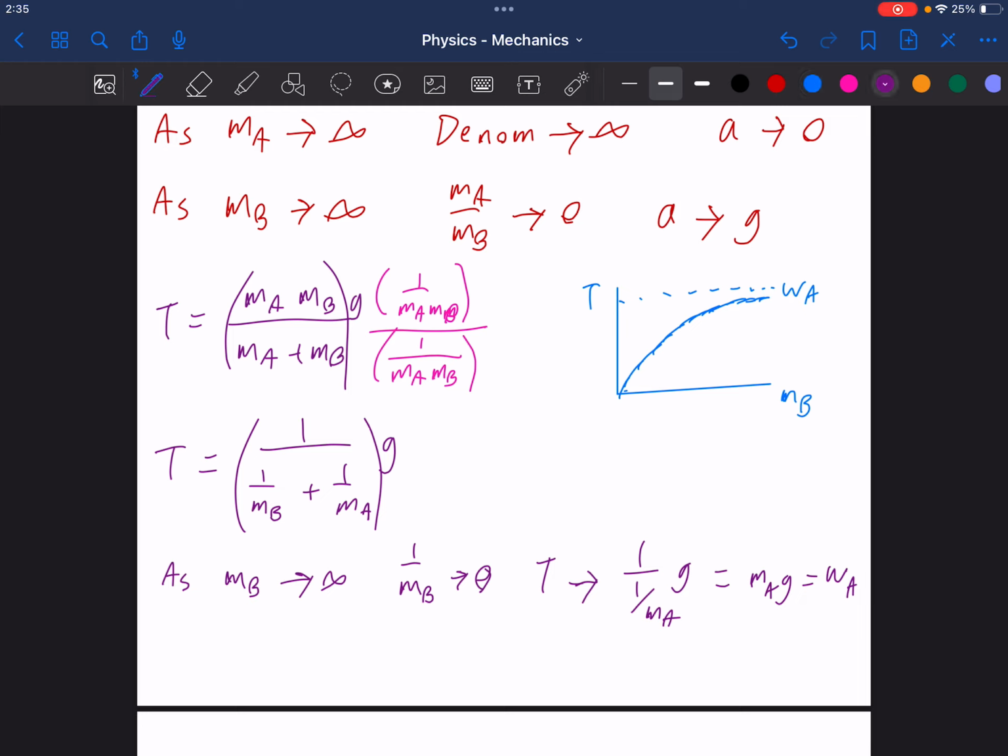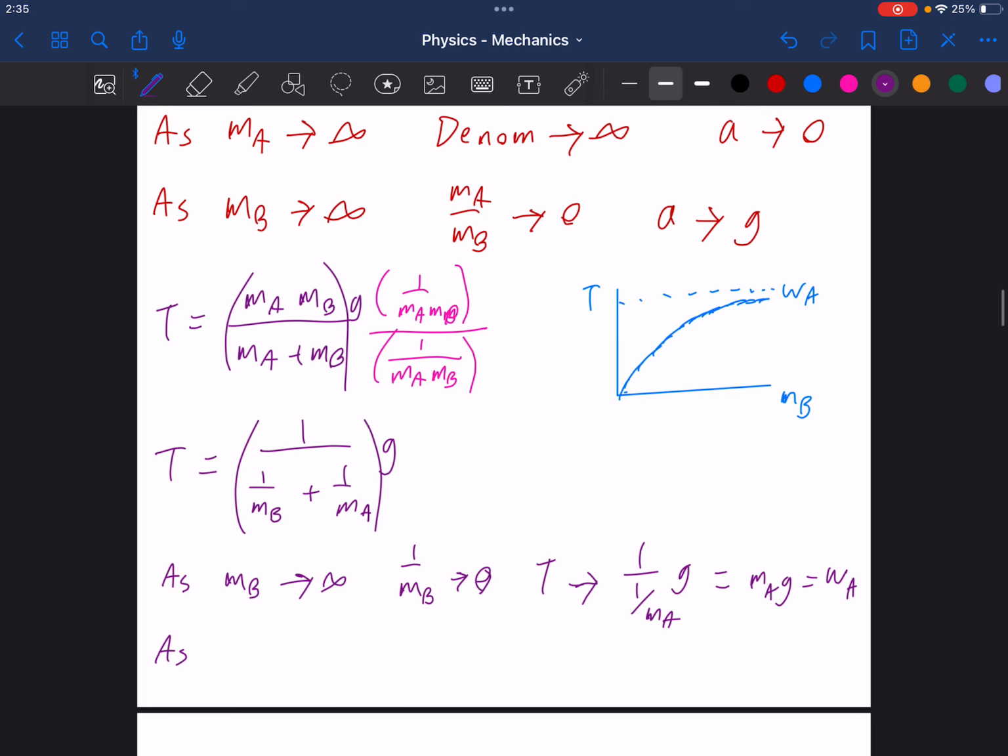And let's also check what happens as the mass of A goes to infinity, keeping the mass of B constant. As the mass of A goes to infinity, again, the same thing will happen. 1 over the mass of A will go to 0. Tension will go to the mass of B times G, or the weight of B. Okay, so if you have an extremely massive object on the table and just a hanging mass, well, the tension in that system is just going to be the weight of the hanging mass. So let me draw that real quick.